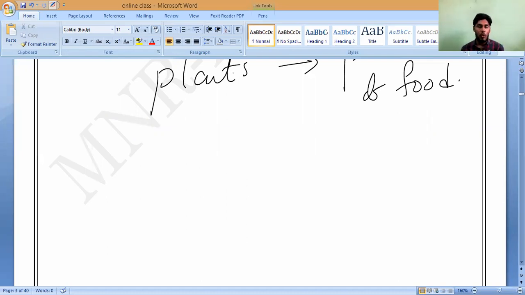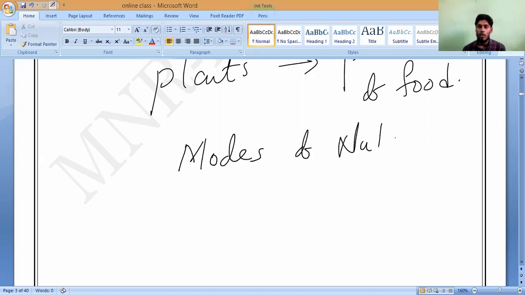Plants are making their own food. Animals depend directly or indirectly on the plants. So that is why here also we study modes of nutrition. What should we call it? Modes of nutrition. Please remember this, modes of nutrition.